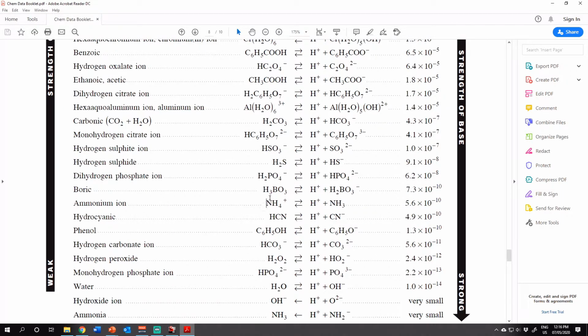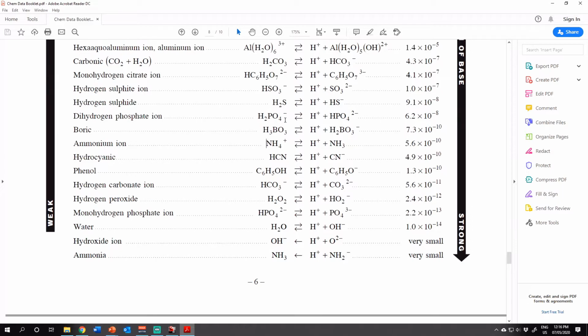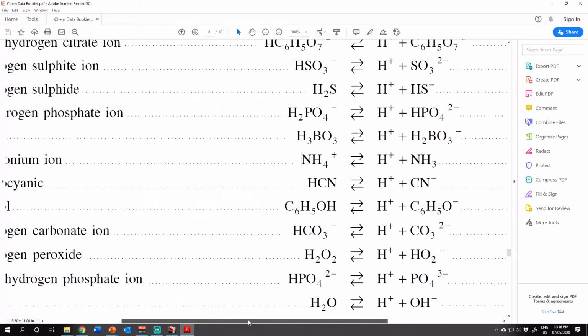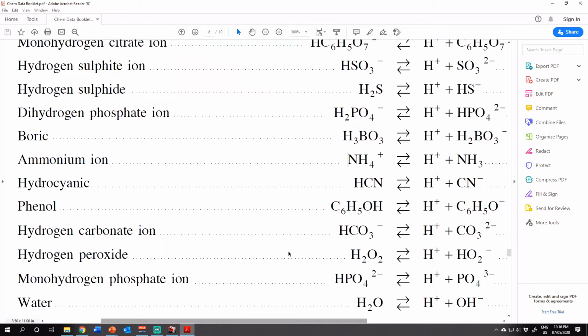So if you look at NH4 plus, let's see if I can zoom it in a little bit. There's the ammonium ion. Okay, so there's NH4 plus. And what that means is that if NH4 plus is here, it's going to act as a weak acid, and then it'll move in this direction. It'll move, because it's on the acid side of this table. It's going to act as an acid and create H plus ions.